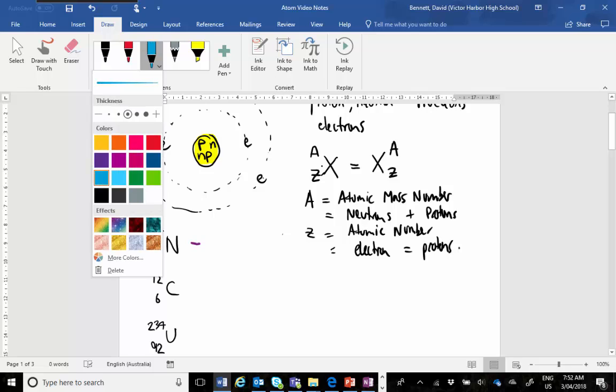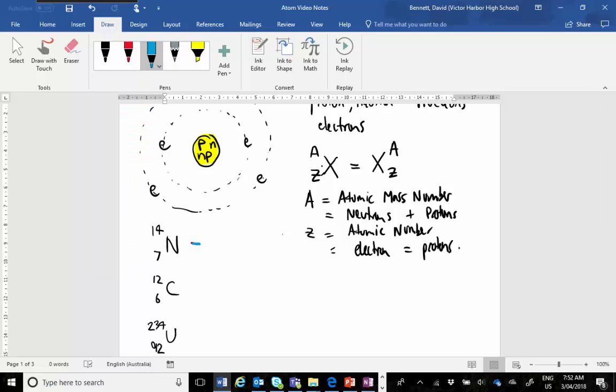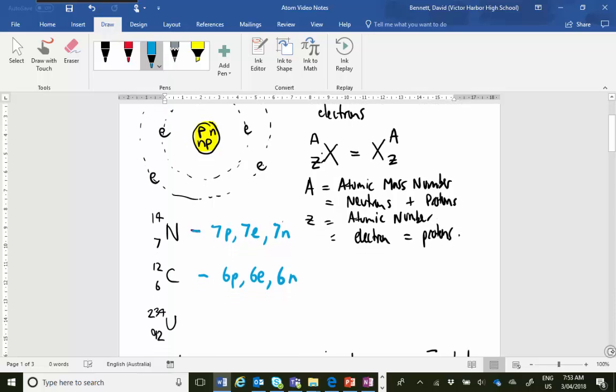All right, so if we're looking at, say, nitrogen, so nitrogen here, if we're looking at that particular value, would have 7 protons, 7 electrons, and because it's 14, that would have 7 neutrons. Okay, so that's what we've got there. Carbon 12, okay, that's got 6 protons, 6 electrons, and 6 neutrons. Okay, we've got to have the right number there.